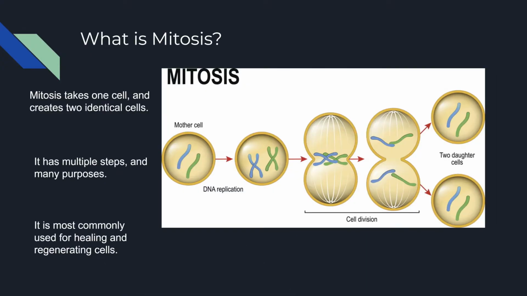So what is mitosis? Mitosis is the dividing of one cell into two cells, which are exactly identical. It has multiple steps and several purposes, but it is most commonly used for healing and regenerating of cells.